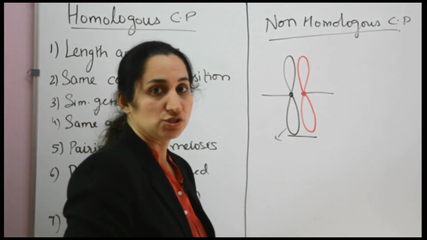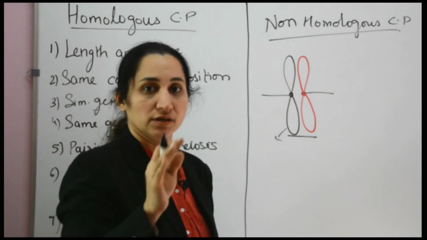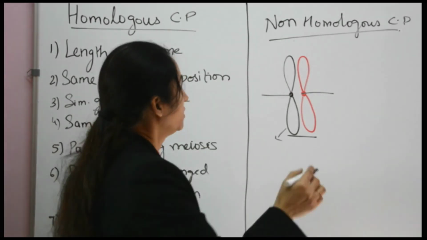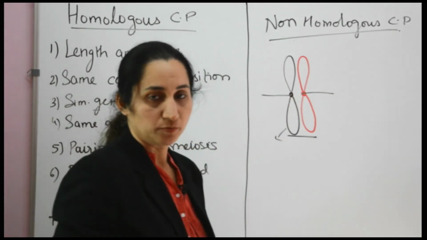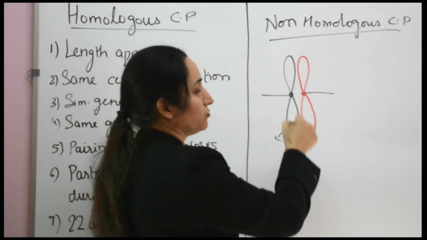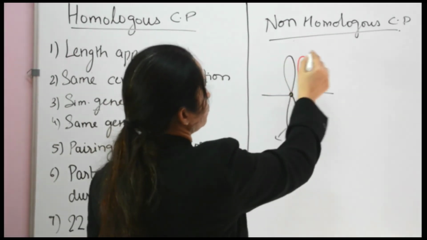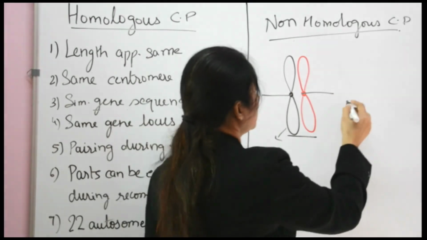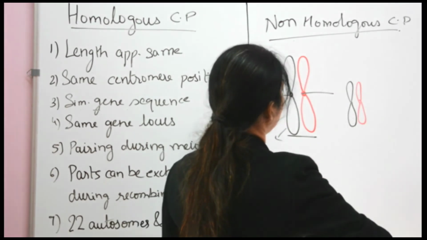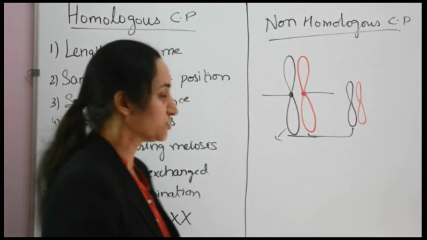According to the position of the centromere, the chromosomes are divided into 4 types: metacentric chromosome, submetacentric chromosome, acrocentric chromosome, and telocentric chromosome. Here we can see the metacentric chromosome, which means the centromere is at the middle of the total length of the chromosome. In this case, the length of the homologous pair is more or less similar, but if we see this, the length of this and this is not similar, so these are non-homologous chromosomes.